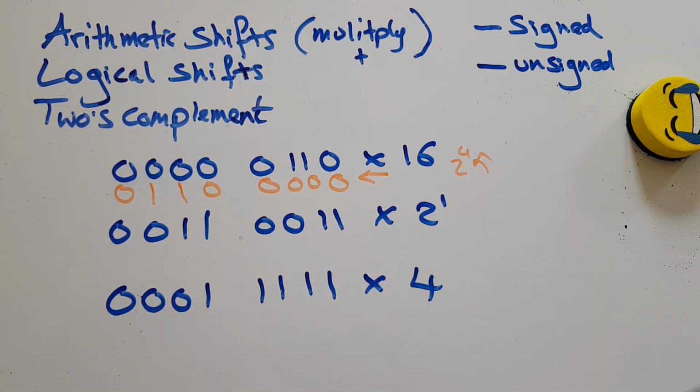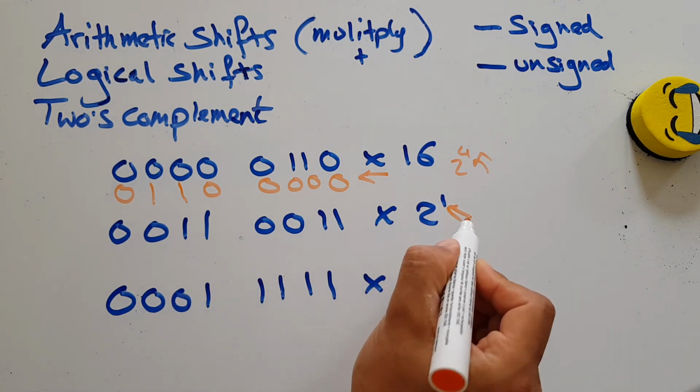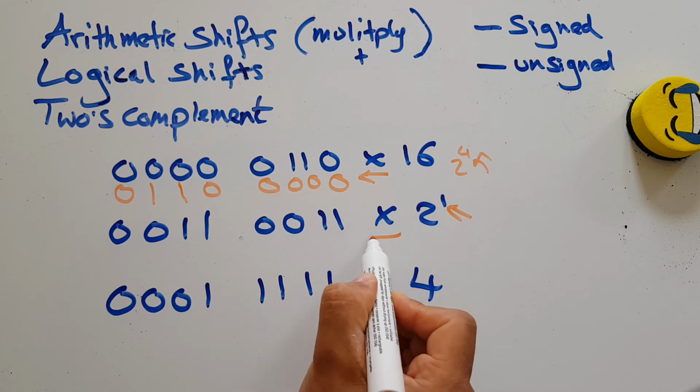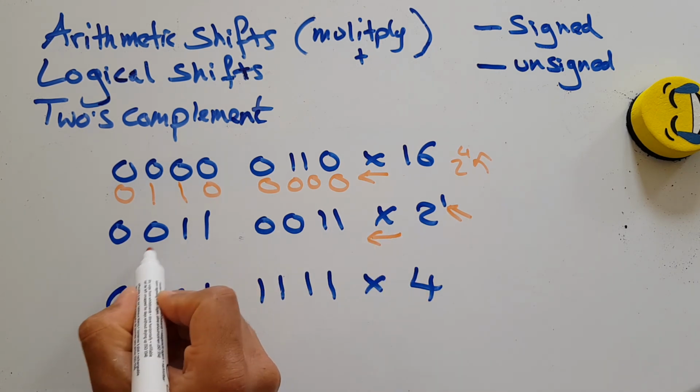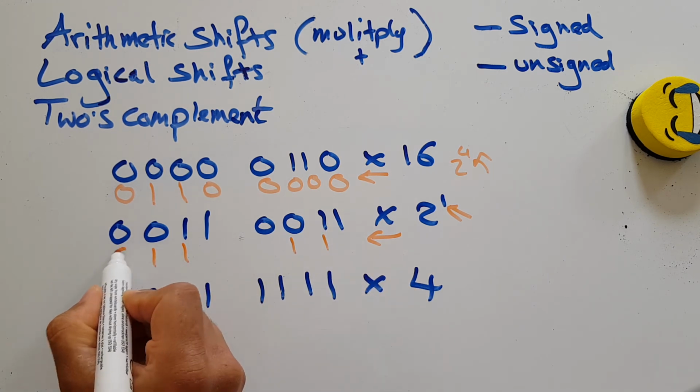Okay, let's have a look at this one. 2 to the power of 1. Well, I've already got my shift value, so that makes it easy. And I'm left shifting by 1 place, so that goes there, that goes there, and that one goes there, and that one goes there. Fill in the zeros.